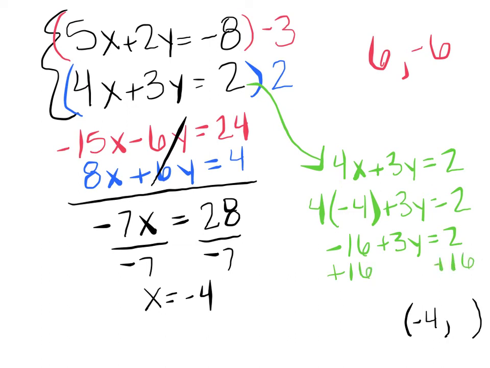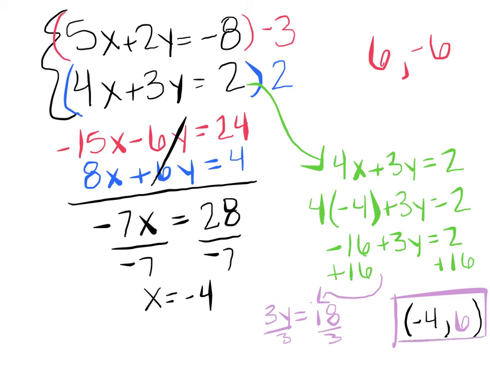I'm running out of space. I'm going to show you where I'm going to go. I'm going to come over here. So 3y equals 18. Divide both sides by 3 and we get our y value of 6. Put that in our ordered pair and we're done. Our solution is the point -4 and 6.